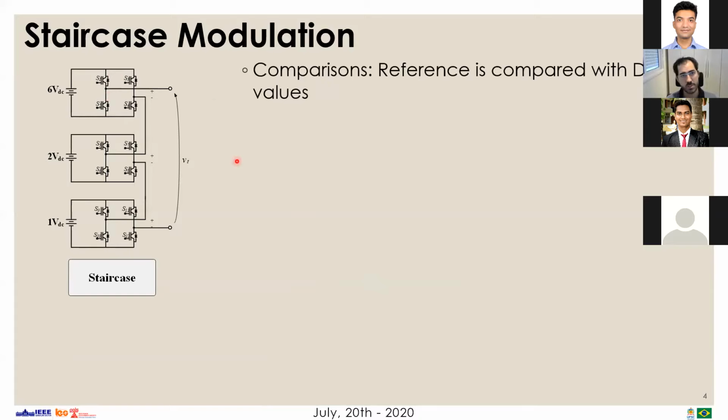Okay. So the principle of operation of the staircase modulation is based on comparisons. This is quite similar to the PWM. You compare 2 signals, but in this case, the reference is compared with DC values. Let's see. So here is the reference, a sinusoidal reference. In PWM, you usually compare the reference with a triangular waveform, but in this case, we are comparing the voltage reference with 2 distinct DC values, a positive and negative.